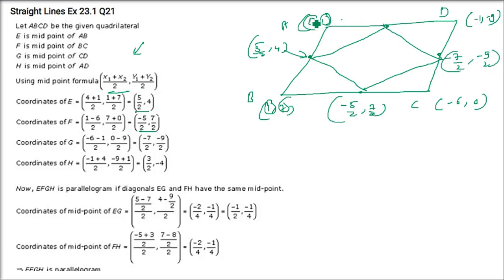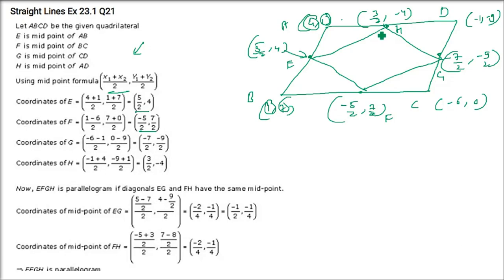And this midpoint, you can call it H. And this is going to be 3 by 2 and minus 4. So these are now the midpoints, and these are the vertices of another figure. So these are the vertices of the quadrilateral which is formed inside. Now we have to show that this is a parallelogram. So you can show it using the slope. Take the slope of opposite sides and show that the slopes are equal.